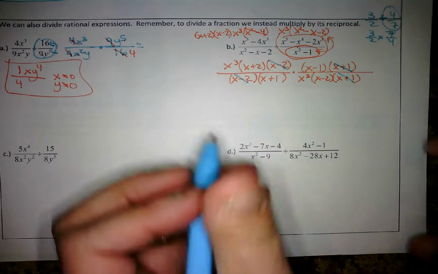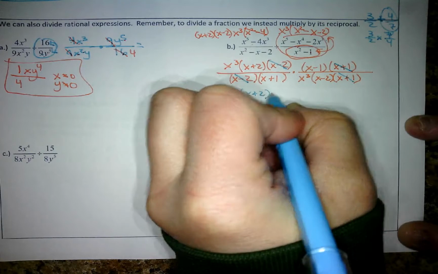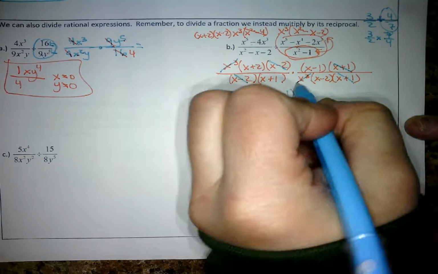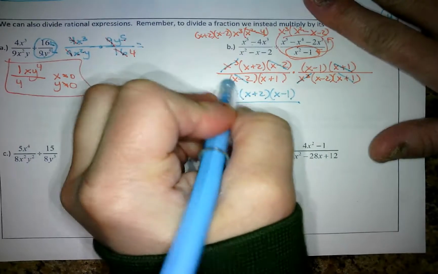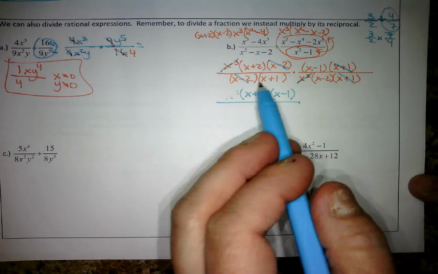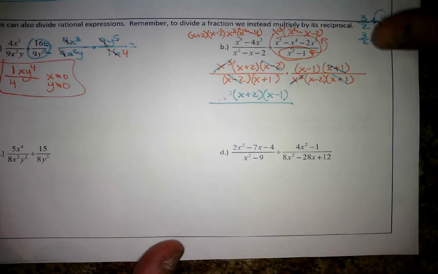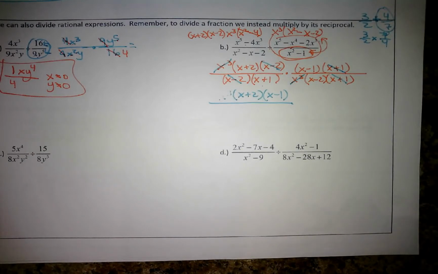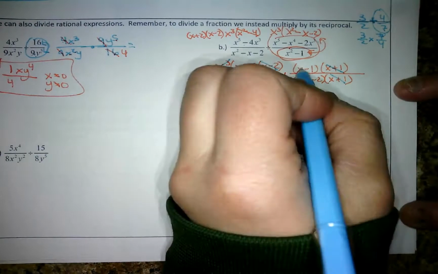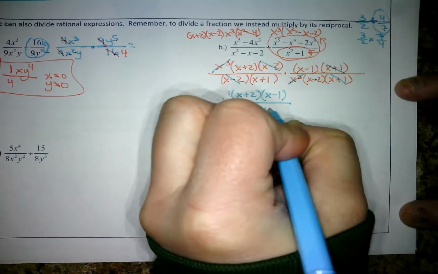Alright, so it looks like we're going to be left with x to the third times x plus 2 times x minus 1 over, oh, look at that, our x to the thirds cancel too. See, so we're not even left with that. And then we're going to be left with x plus 1 in the denominator. Just making sure nothing else cancels here. Yep, so we're going to be left with x plus 1 times x minus 2 in the denominator.